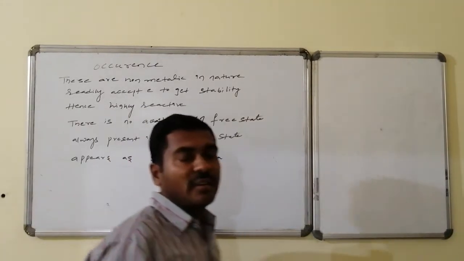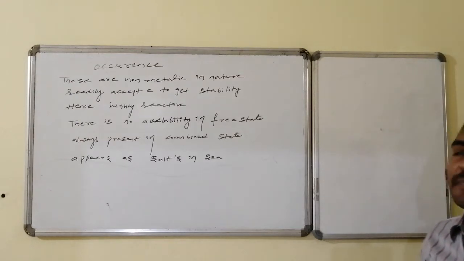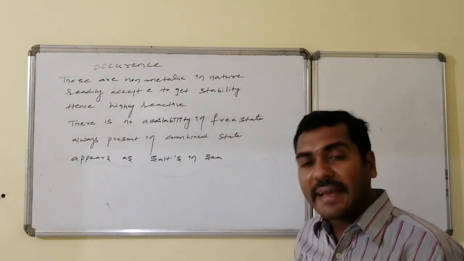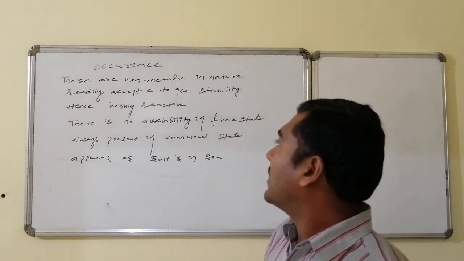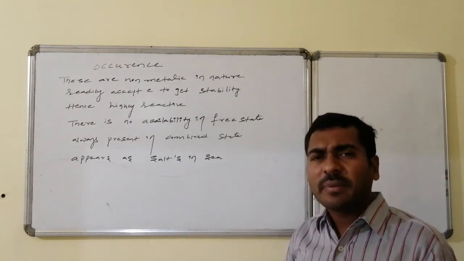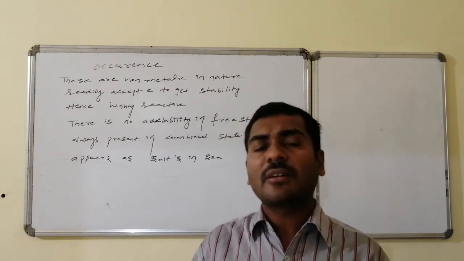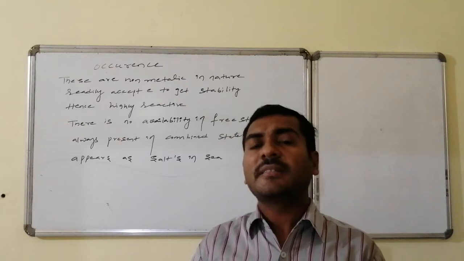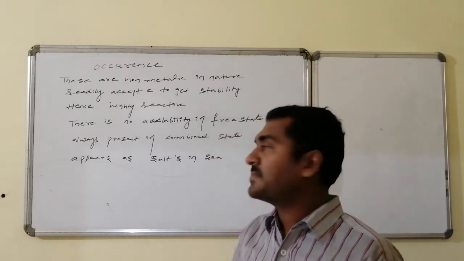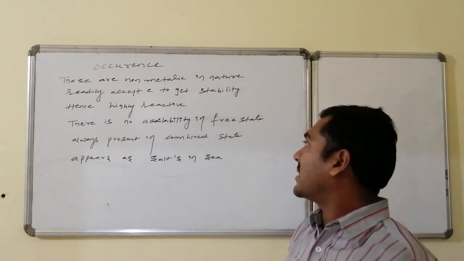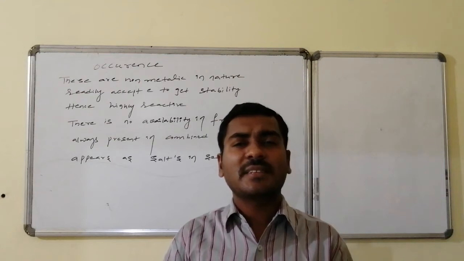Now, information related to the occurrence of the halogens. These are non-metallic in nature, and they readily accept an electron to get the stability of the octet configuration, and they are highly reactive. As they are very reactive, they are never present in the free state. They are always present in the combined state, in the form of salts, and these are present inside the sea. Hence these are known as halogens also. Thus, the natural source of halogens is seawater.